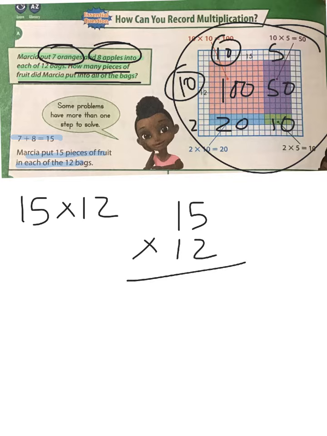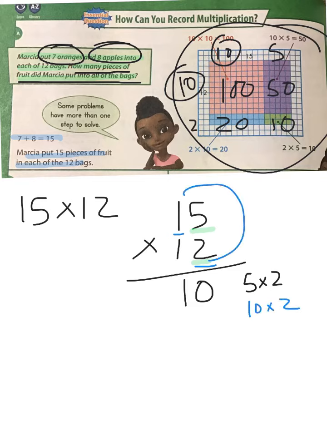First, we're going to multiply just the ones, kind of like what we talked about yesterday. So first, we're going to multiply 2 times 5. And I know that 2 times 5 is 10, so I'm going to write down 10 over here. Next, we are going to multiply our 2 times the 1 over here, but this 1 is actually worth 10. So now we are going to multiply 10 times 2. And 2 times 10 is 20.